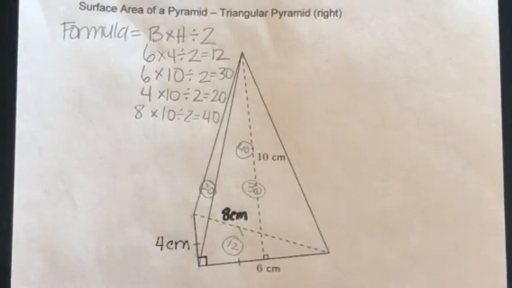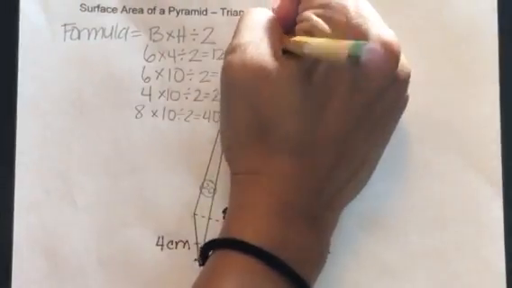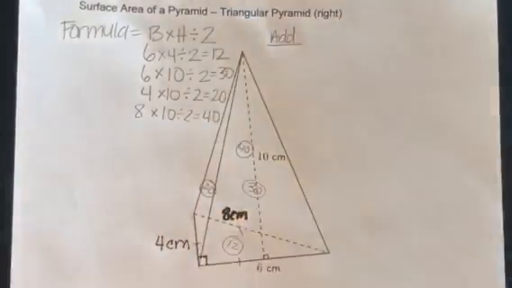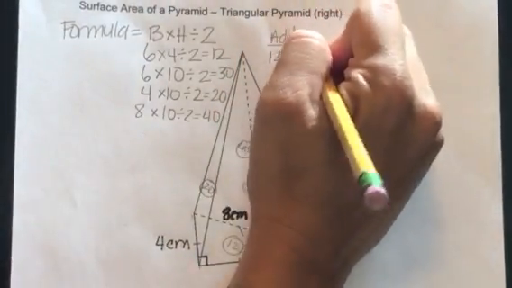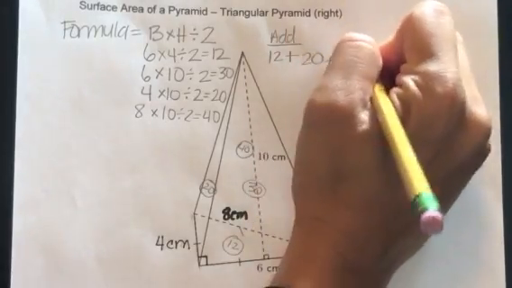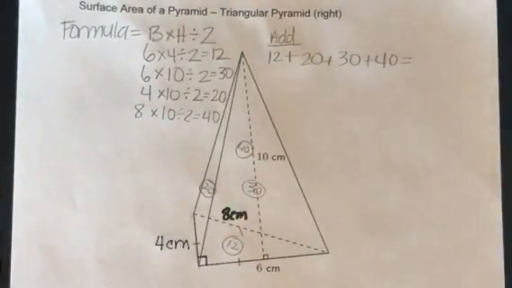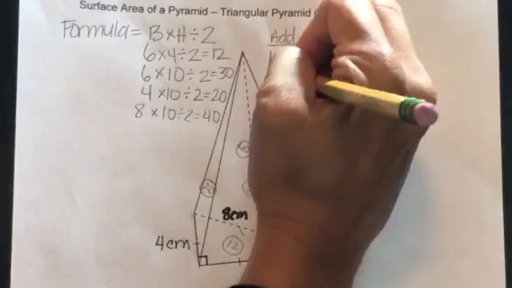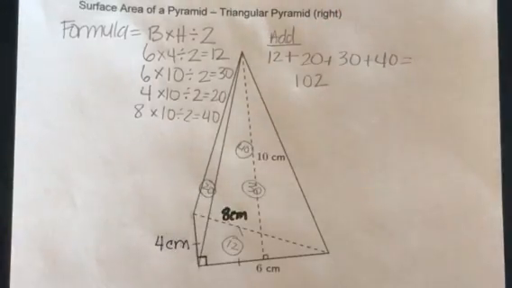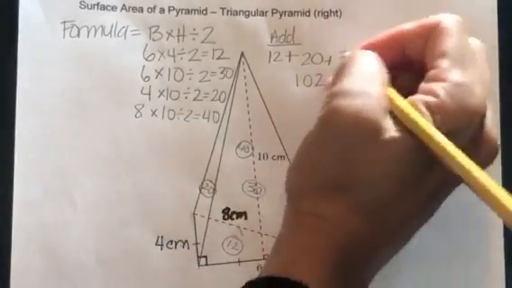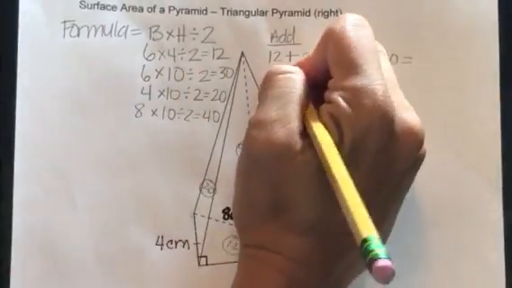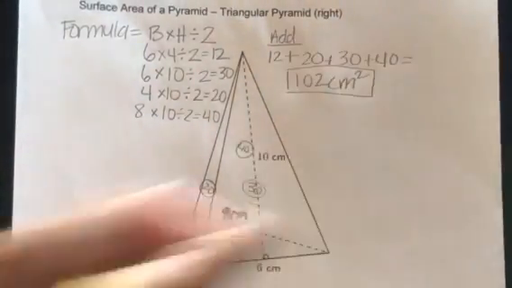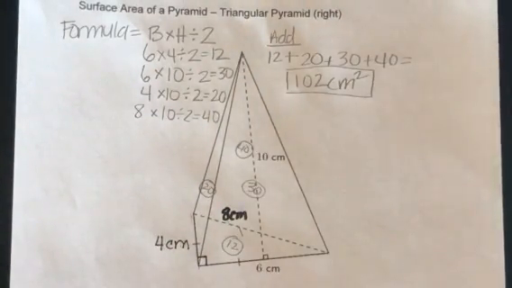Now the last step is to get the total surface area. So now we need to add all of those together. We're going to add 12 plus 20 plus 30 plus 40. And when I add all of those together, you get 102. We're measuring in centimeters, and area is squared. So the total surface area is 102 square centimeters.